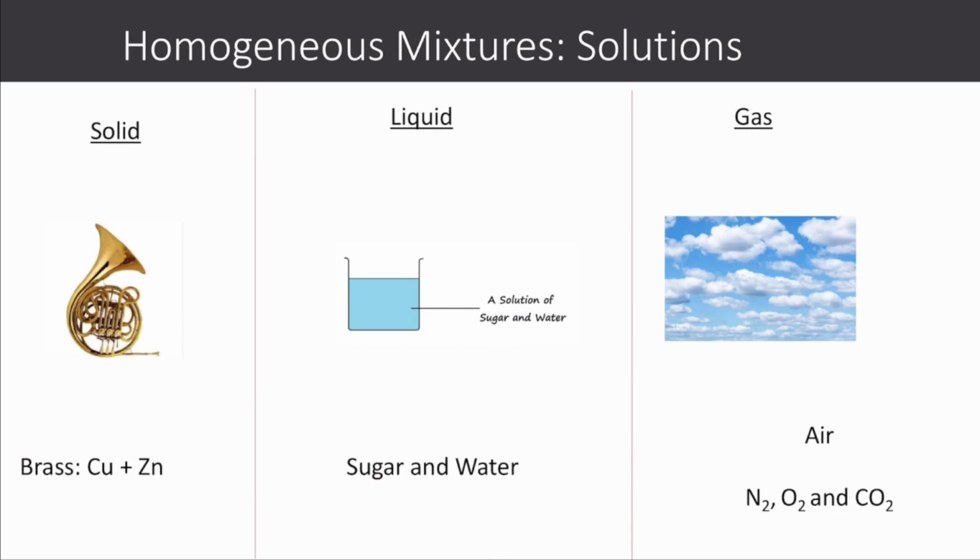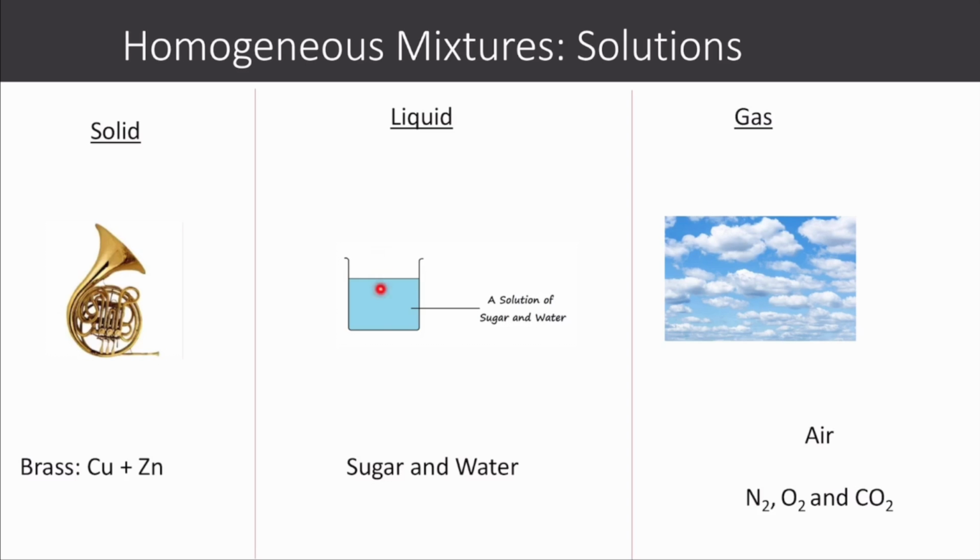We can also have homogeneous mixtures in 3 different states: solid, liquid, and gas. For the case of solid homogeneous mixtures, an example is brass, which is an alloy made out of copper and zinc. When you heat up the two metals, zinc diffuses into copper, forming a solid solution. And if you change the composition of copper and zinc, the phases in the alloy changes. So the composition is not fixed, unlike compounds.